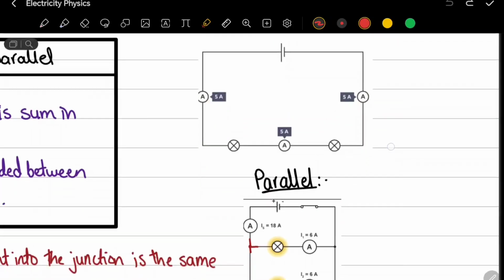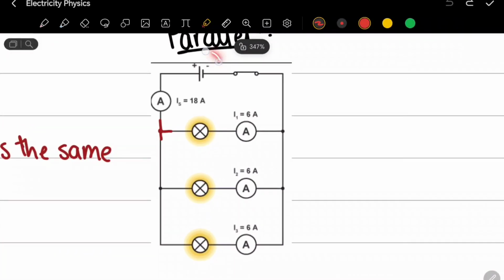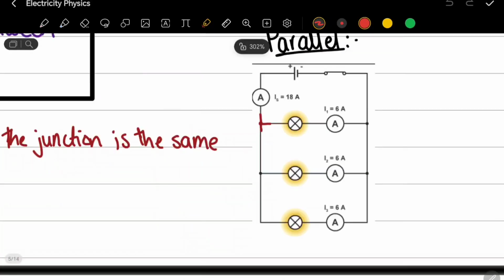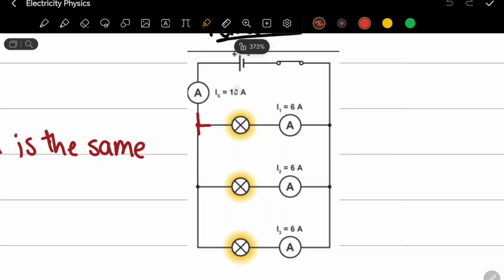But in a parallel circuit, the total current is going to be the sum of the current throughout the branches. So if you have your 18 amps, it's going to be distributed among these 3 branches equally or unequally depending on the resistance in each branch. So the sum of the current into the junction is the same as the sum of the current out of the junction. So into the junction, which is 18 amps, 18 amps have been distributed across these 3 branches. So what will happen is that IS equals I1 plus I2 plus I3.